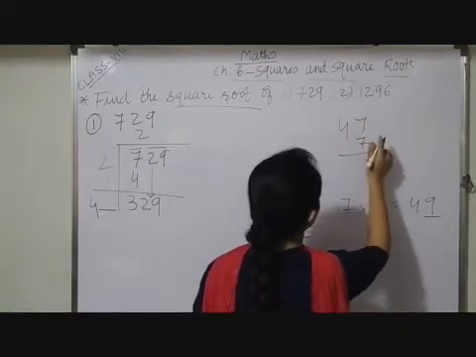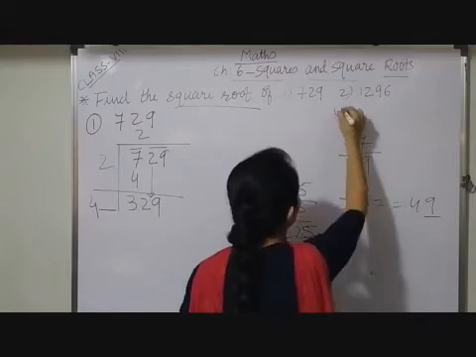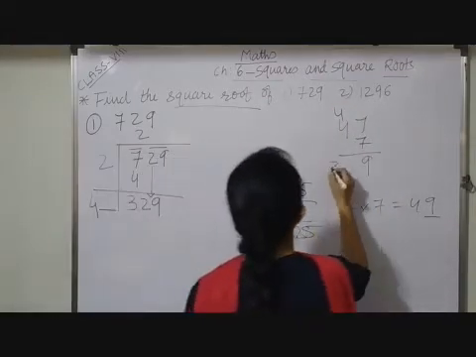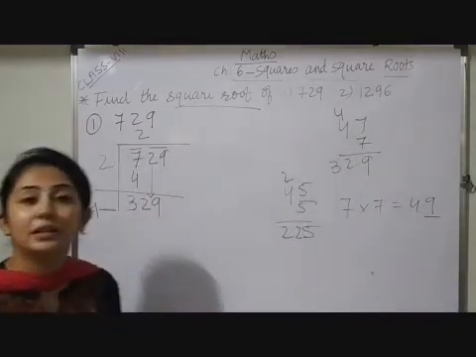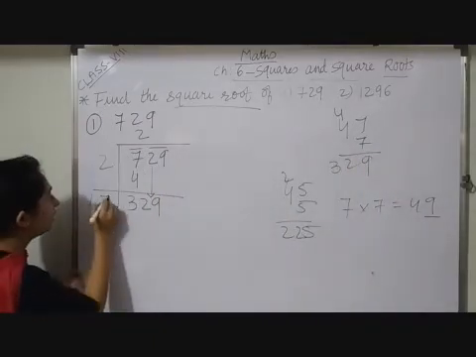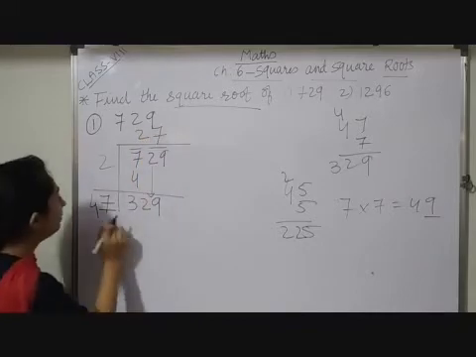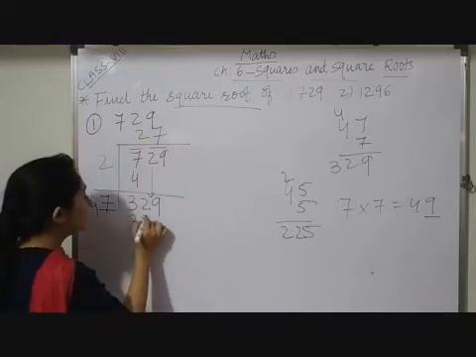7 7s are 49, power 4. 7 4s are 28, plus 2, that is 32. So here I am getting 329. So what should I do? Here I will write 7, and here also I have to write down 7. So it will be 47 7s are 329.